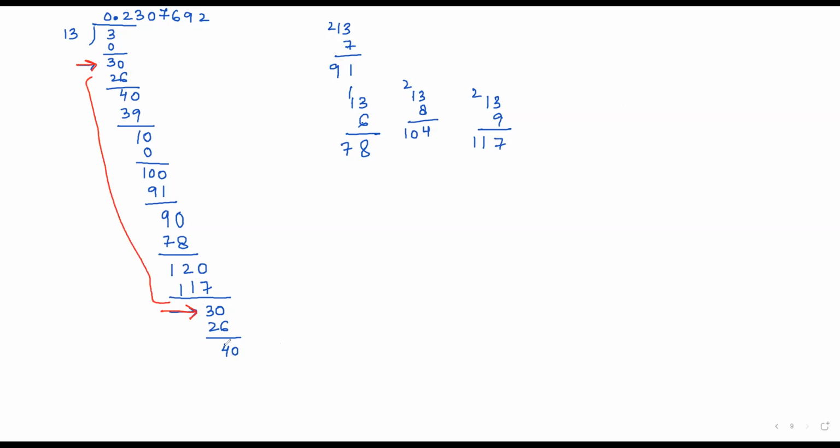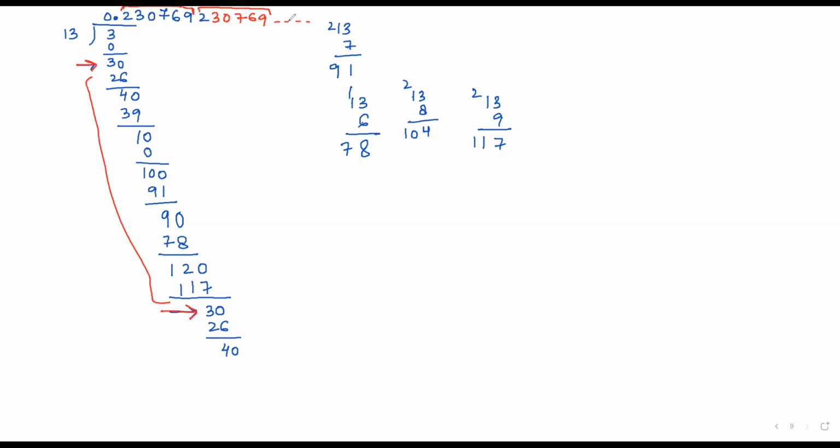So when you carry on this division further, you will next get 2, 3, 0, 6, 9. So after this, it has started repeating itself. 230 and 769. So it will be a pattern like this. Understand?